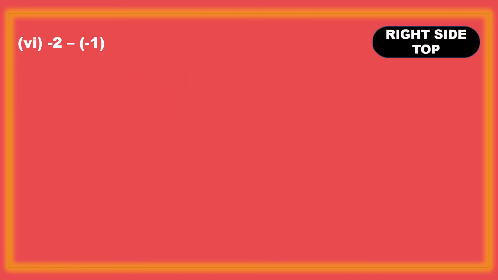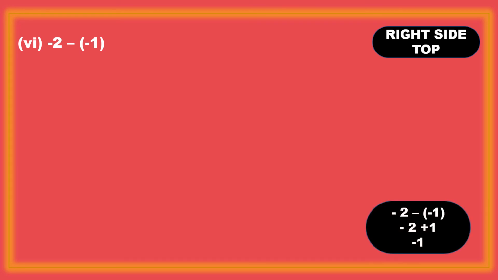Here is your next problem, minus 2 minus of minus 1. Okay, so here it is minus 2, means you should go left side from 0. Okay, so first we'll do the rough part. Here it is minus of minus. Minus of minus means plus. Plus means right side top. So we'll write in the rough part, right side top, and do this problem in the rough.